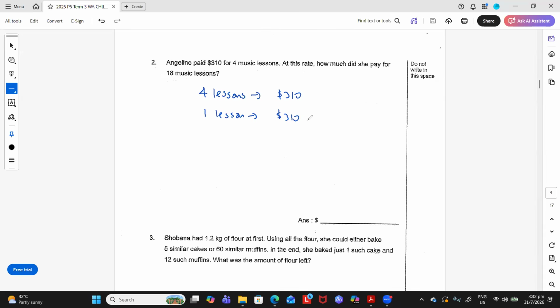It's 310 divided by 4, which is $77.50. So to find 18 lessons, you just simply multiply $77.50 with 18. So 77.50 times 18 should give you $1,395.